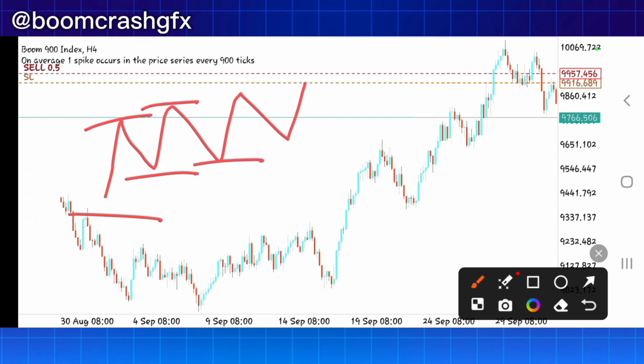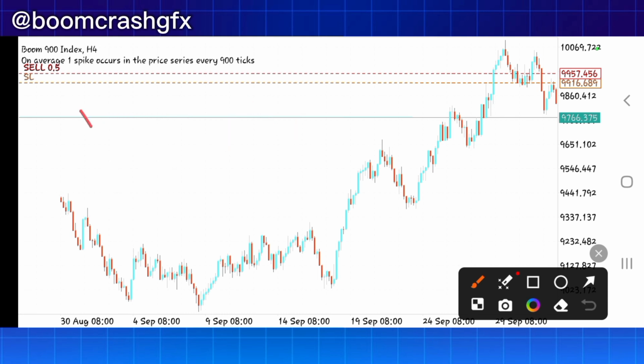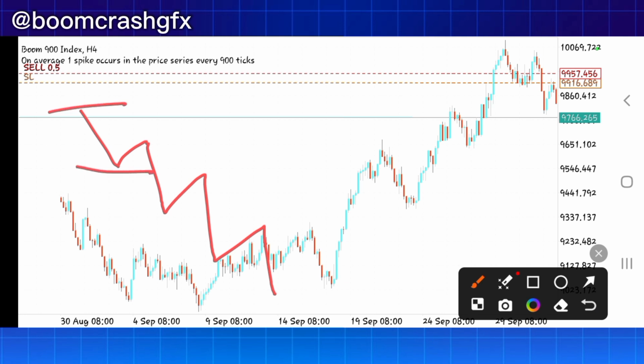And as we have the market move in a downtrend form, you identify lower highs, lower lows, lower highs, lower lows, lower highs, lower lows.